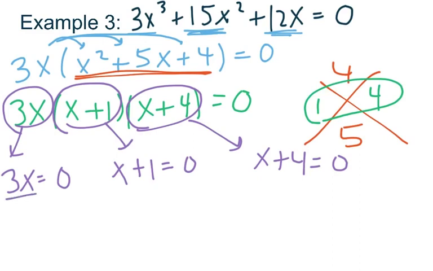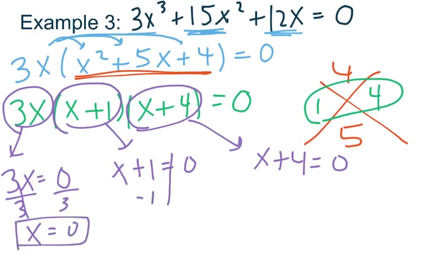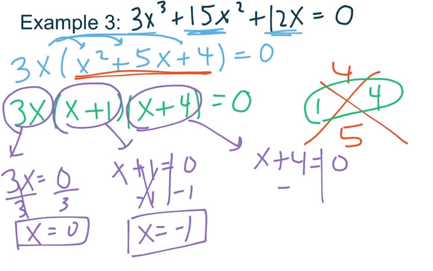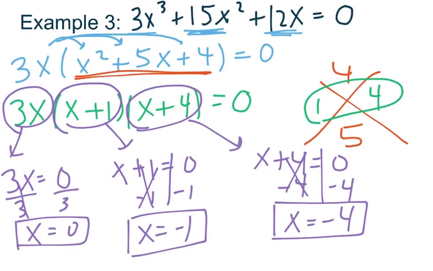So over here on the left, we're going to divide by 3. We get x equals 0. That's one answer. Over here, take away 1 from both sides. We get x equals -1. And finally, over here, we're going to subtract 4 from both sides. And we get x equals -4. And that's how we do it.